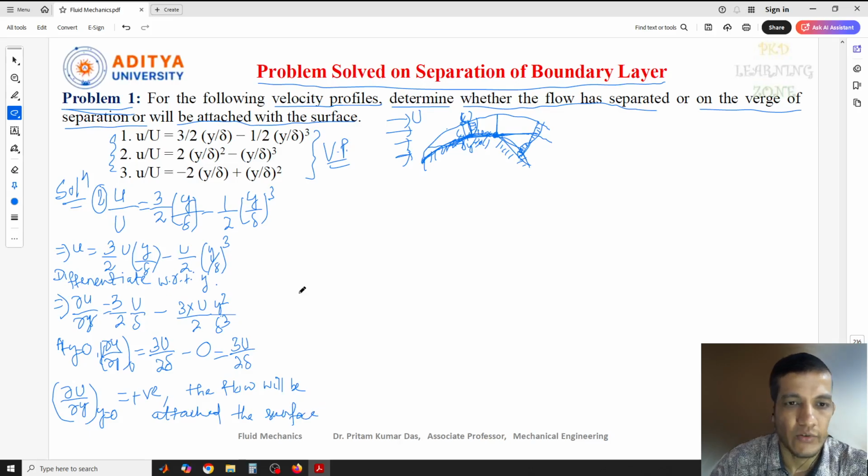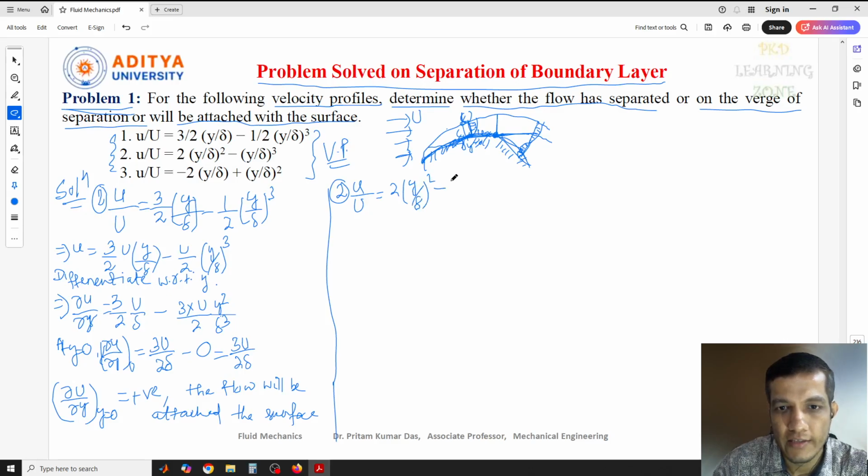This is the condition actually. If you get the positive value of du by dy with respect to y, then we can say this. Now similarly, the second condition, what is given? Second condition is given small u by capital U, and this is 2 y by delta whole square, and this is minus y by delta whole cube.